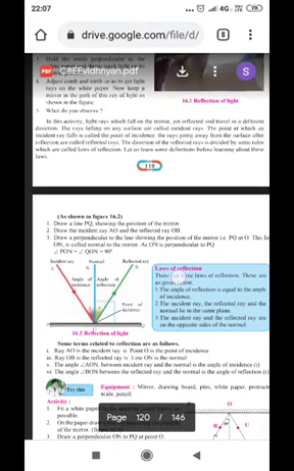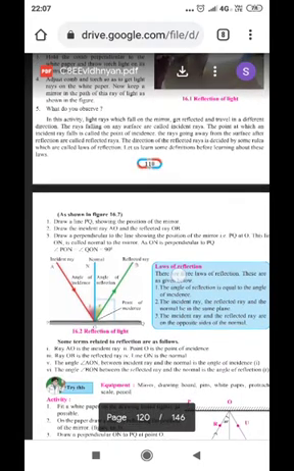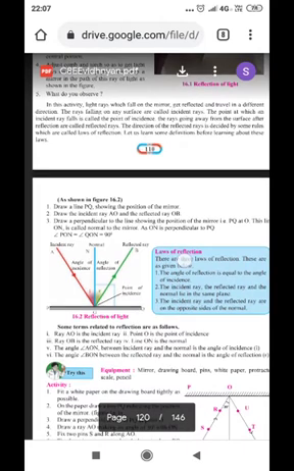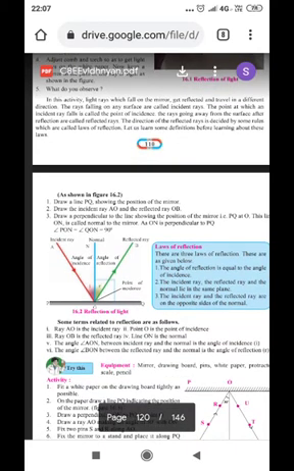Now keep the mirror in the path of the ray of light as shown in the figure. What do you observe? In this activity, light rays fall on the mirror, get reflected and travel in a different direction. The rays of light falling on any surface are called incident rays. The point at which an incident ray falls on the surface is called the point of incidence. The rays going away from the surface after reflection are called reflected rays.